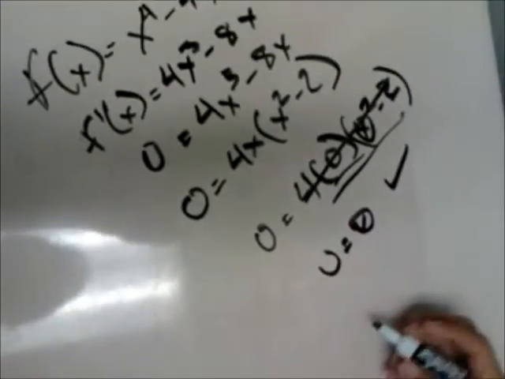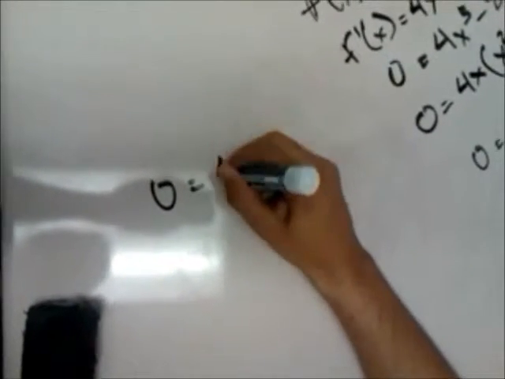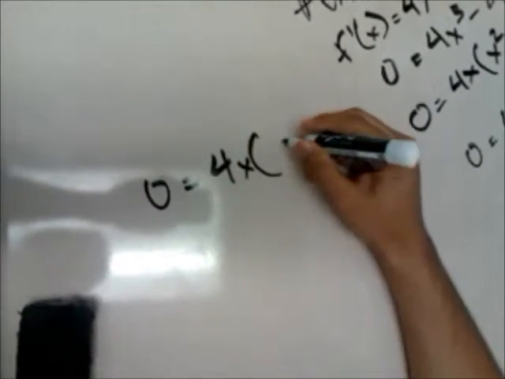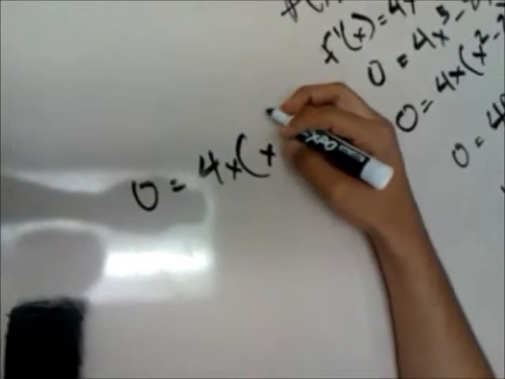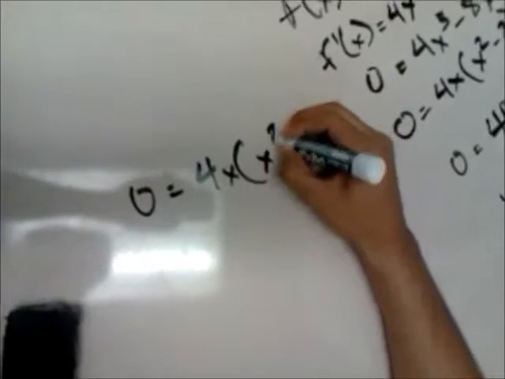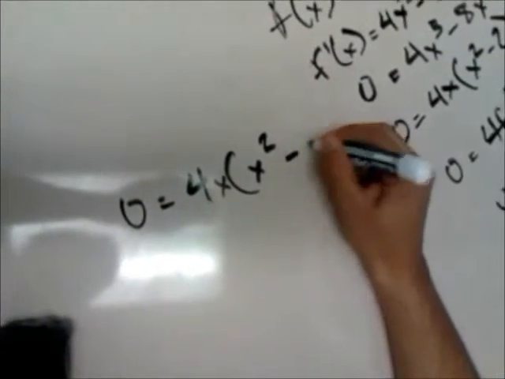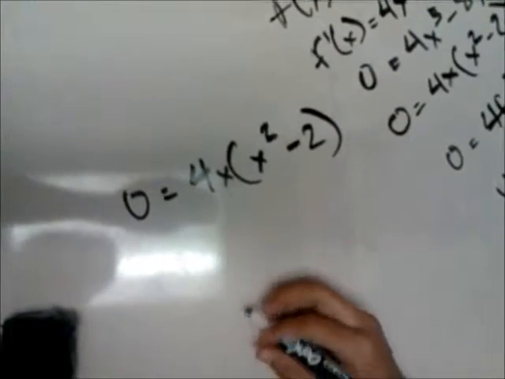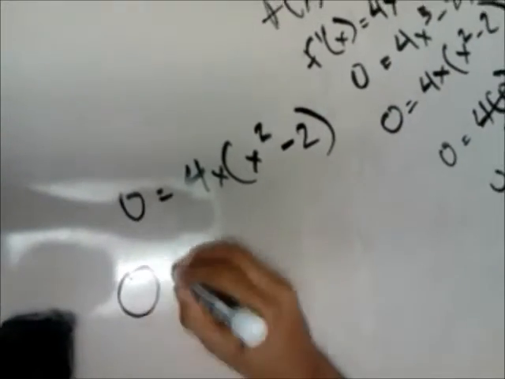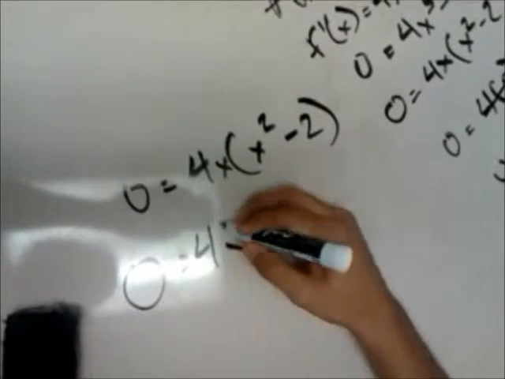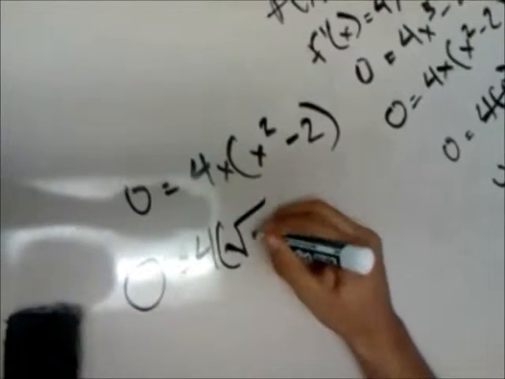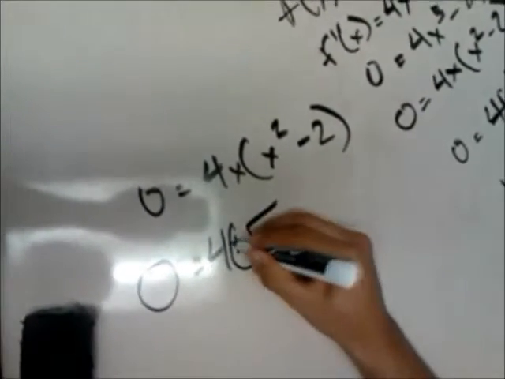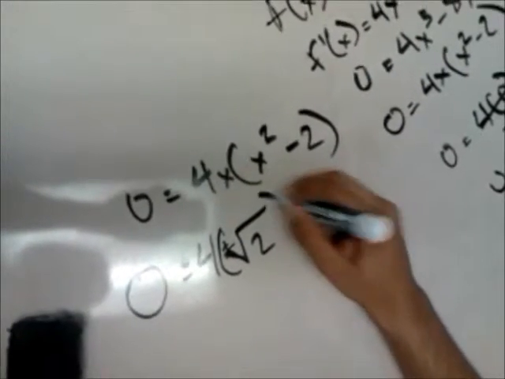Now something else that we could do is put a positive or negative square root of 2. That way we make it 0. So we do that. It can be either positive or negative, it doesn't matter.